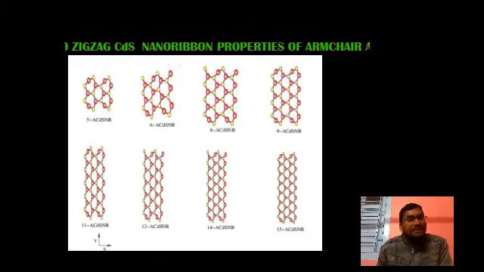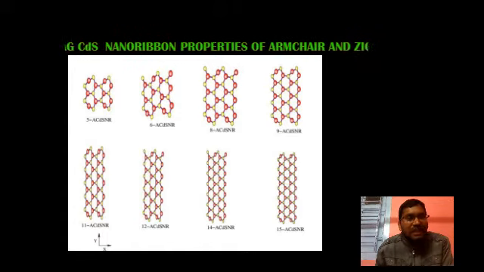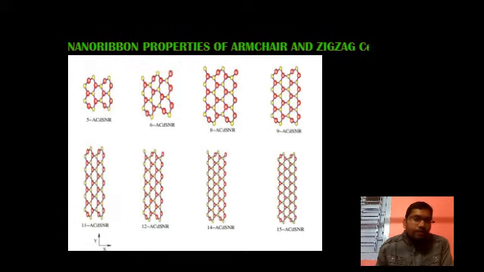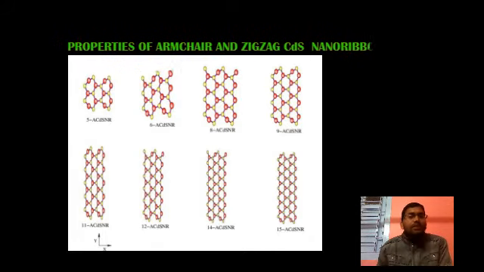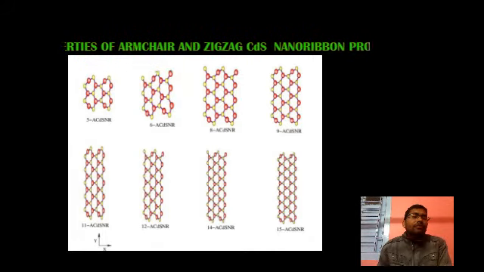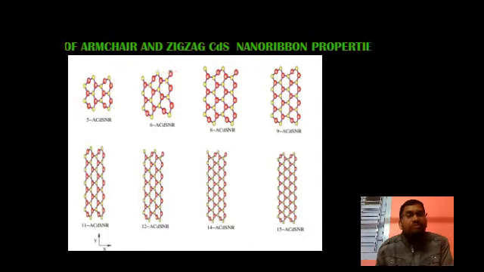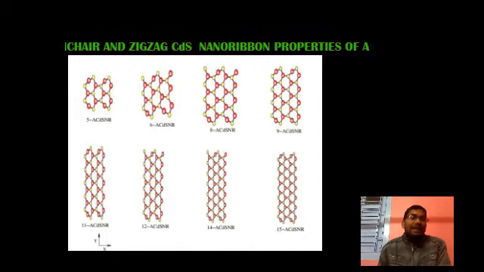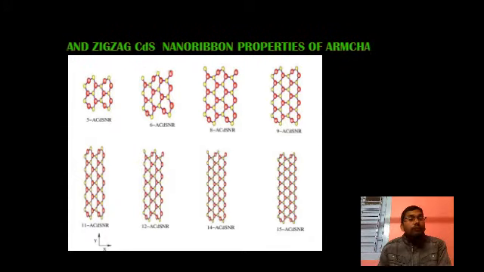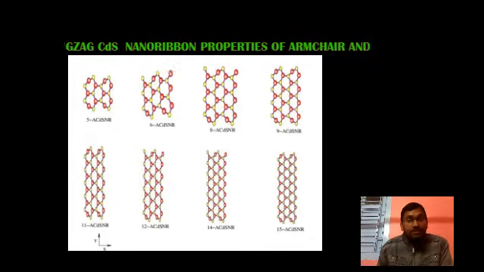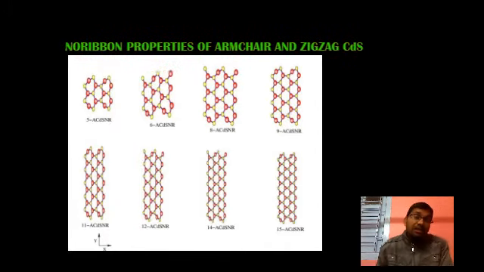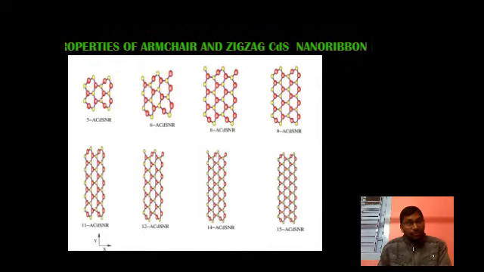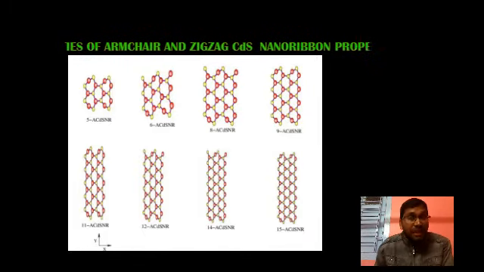You can see that after relaxation the edges become distorted because there are dangling bonds. Dangling bonds means unpassivated bonds, because this is not infinitely extended, this is finite. So at the edges there are no passivated bonds, that means unpassivated bonds. These are called dangling bonds, and because of these dangling bonds the structure becomes distorted at the edges. This is for the armchair type cadmium sulfide nanoribbon.